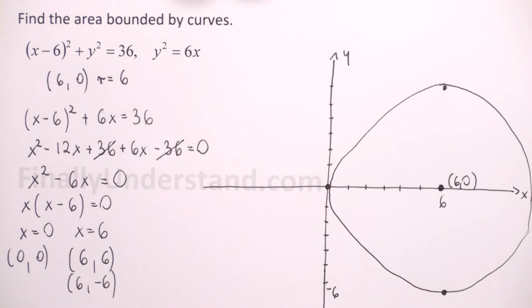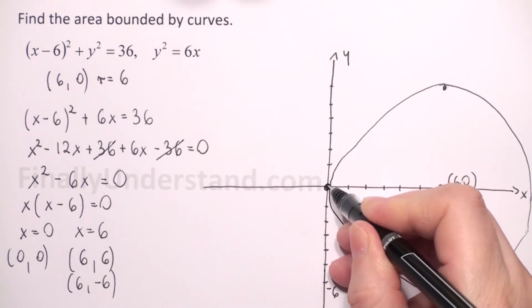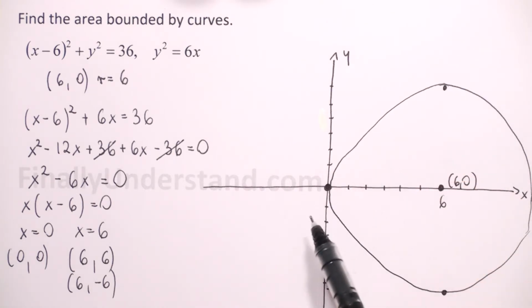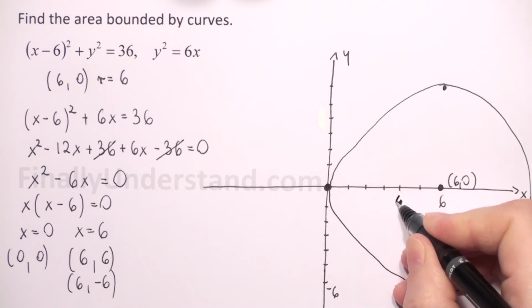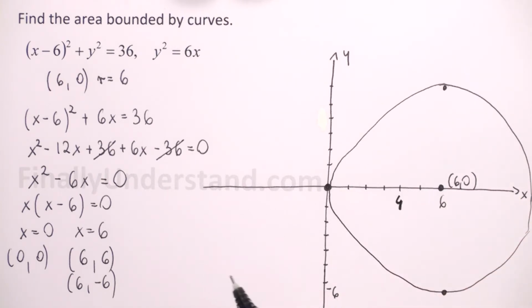And next we have y squared equals 6x. This is a parabola, which is symmetric about the x-axis. For x equals 0, we have 0. Now we have to check which curve is upper and which is lower. So let's choose x equals 4. We will have y squared equal to 6 times 4. This is 24. So y is equal to plus or minus the square root of 24. This is approximately plus or minus 4.9.